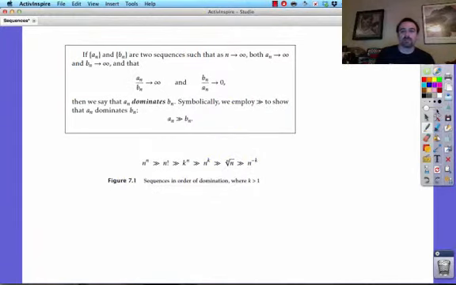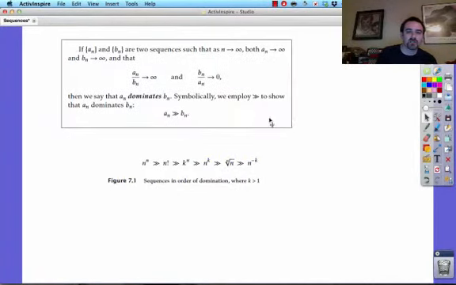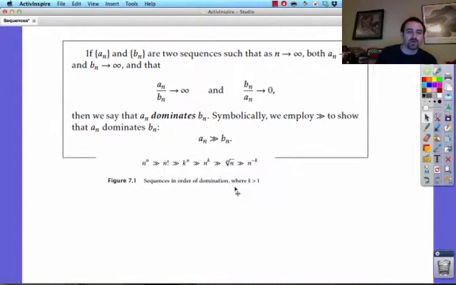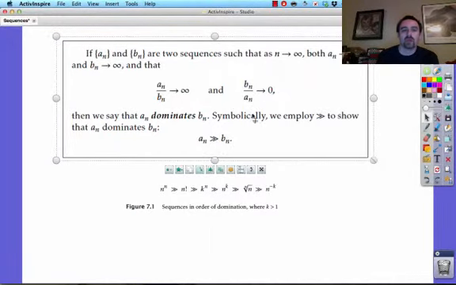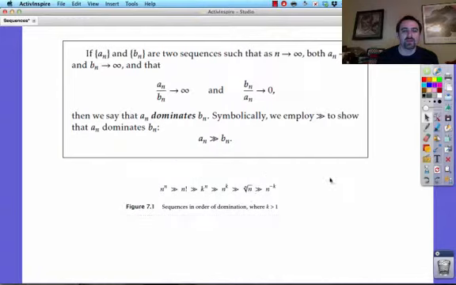Okay, which brings us to this notion of what happens when one sequence grows faster than another. Okay, so if we have two sequences, a sub n and b sub n, and we're looking at them as n goes to infinity, and we notice that both sequences are going to infinity. If a sub n over b sub n goes to infinity, and b sub n over a sub n goes to 0, what that means is that b sub n is tending towards 0 faster than a sub n. Okay, so a sub n is dominating b sub n as we go to infinity.